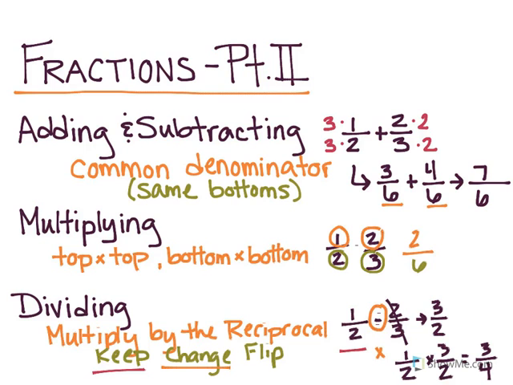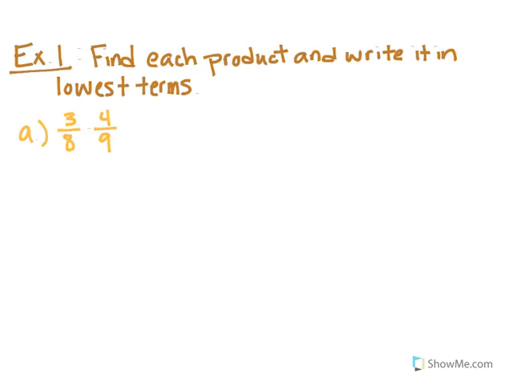So let's get into a couple examples. So we're going to find each product and then we're going to write it in lowest terms. In other words, we're going to reduce it all the way down. So here we have 3/8 times 4/9. Now, again, if you'd like to, you're welcome to pause this and give it a try on your own to check your answer and your work with mine.